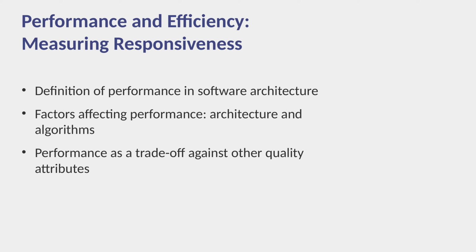Interestingly, performance often involves trade-offs. Optimizing for speed may compromise other attributes like security or modifiability. How do we navigate these trade-offs in our designs? Understanding these relationships is crucial for creating efficient systems.